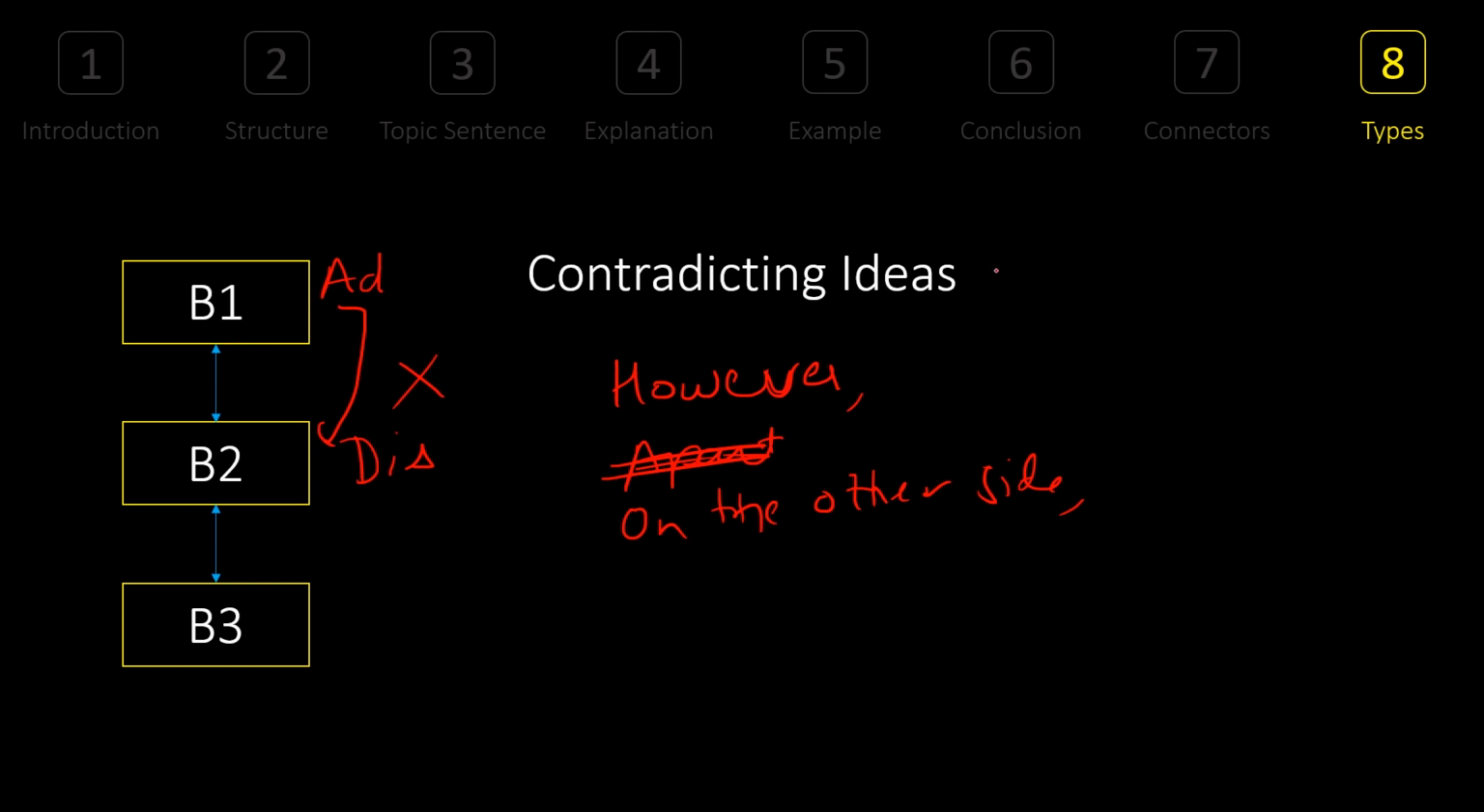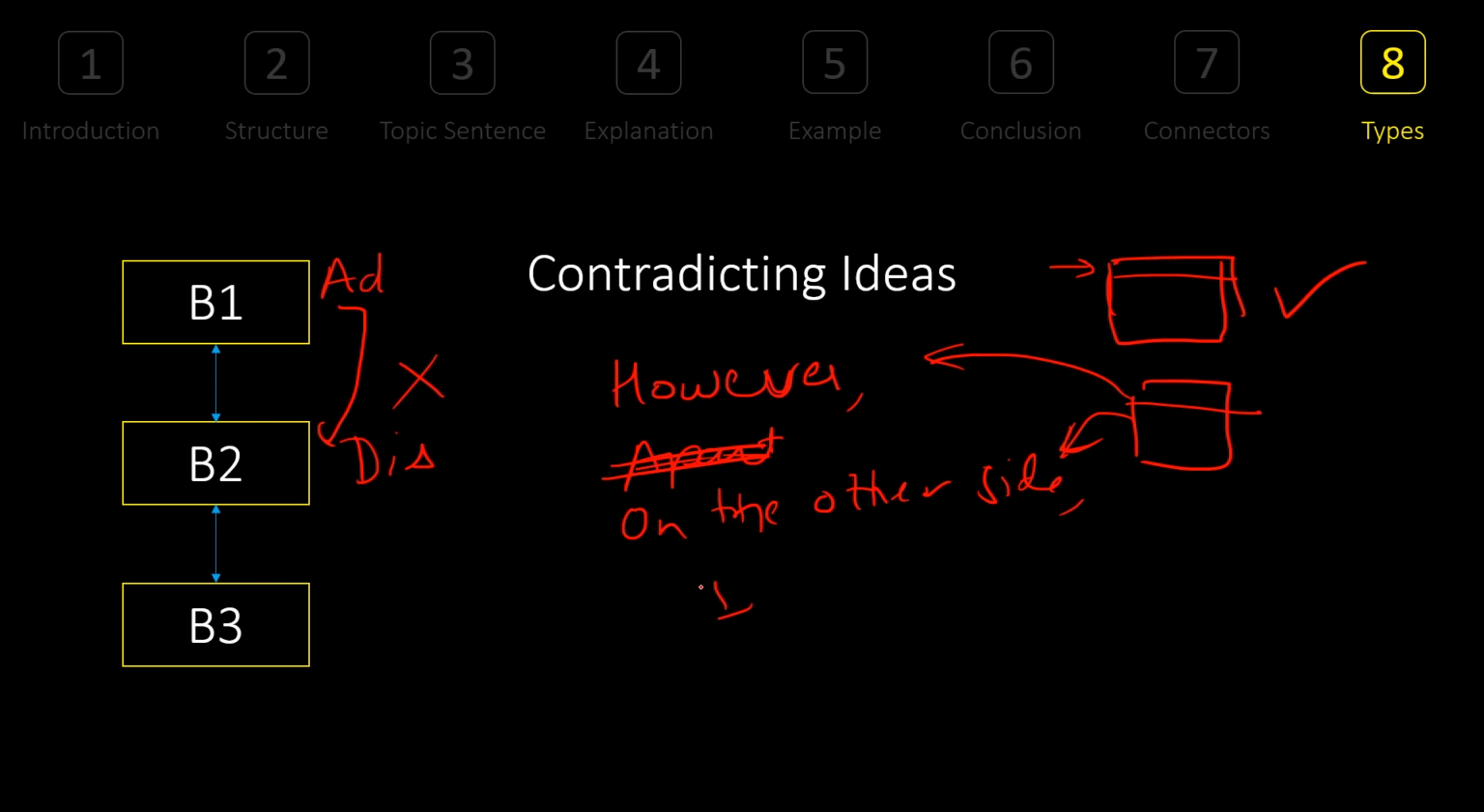Hence your first paragraph, that is body 1 paragraph, in the case when 2 paragraphs are contradicting each other, will start without any opening, without any first word and a comma. It will start with your topic sentence. The second body paragraph will start with any of these: either "however", or "on the other side", or "in contrast". That means we have said something earlier, now we are contrasting our point. Clear? This could be a possibility.